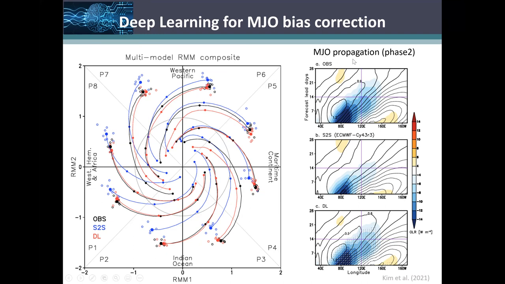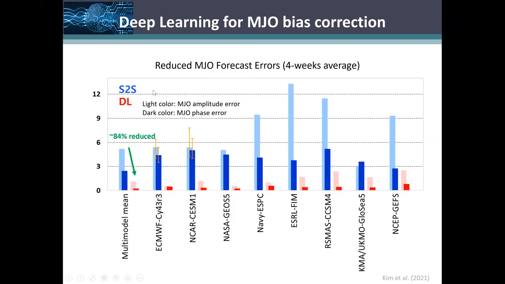And here on the right-hand side shows the MJO propagation. This is the OLR anomaly and wind anomaly. Here, this shows the ECMWF model, which has quick damping of the MJO propagation signal. And after using the deep learning method, the corrected RMM indexes give us a closer, better MJO propagation.